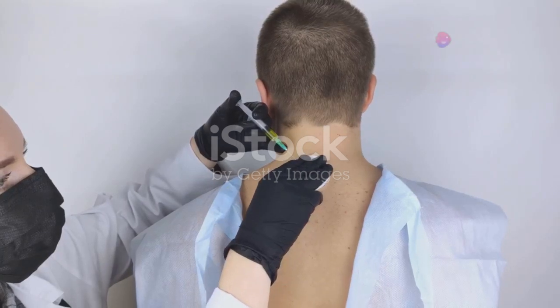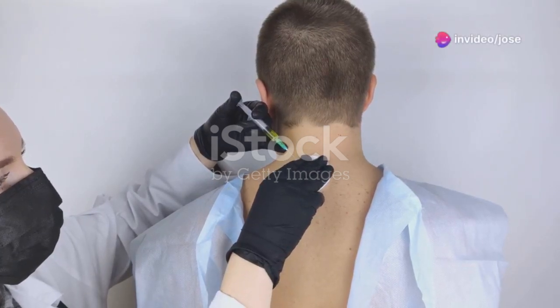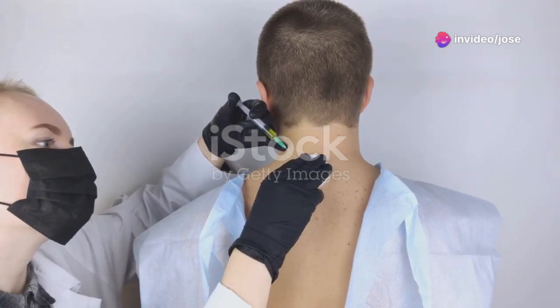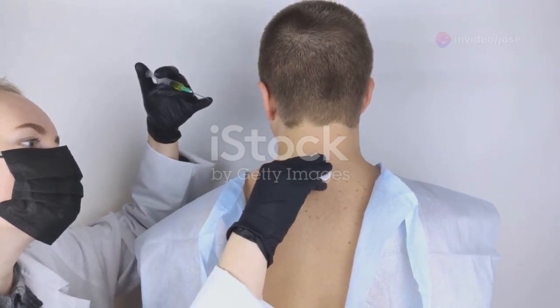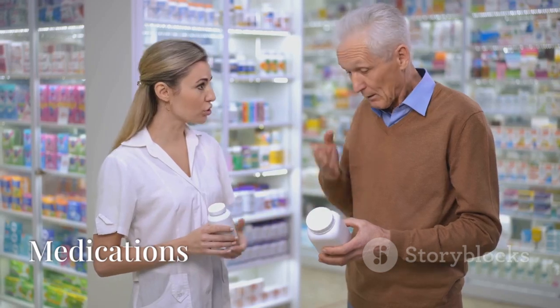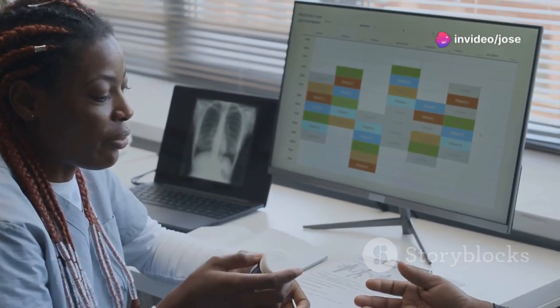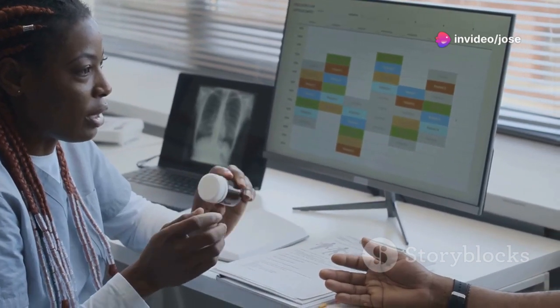Treatment. Arthritis treatment focuses on relieving symptoms and improving joint function. You may need to try several different treatments or combinations of treatments before you determine what works best for you. Medications. The medications used to treat arthritis vary depending on the type of arthritis.